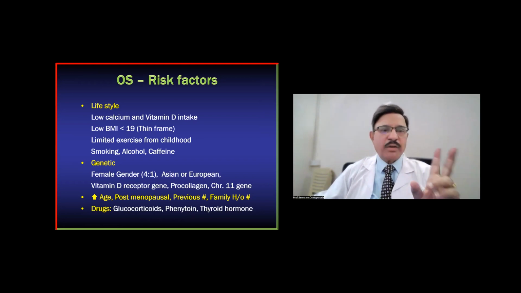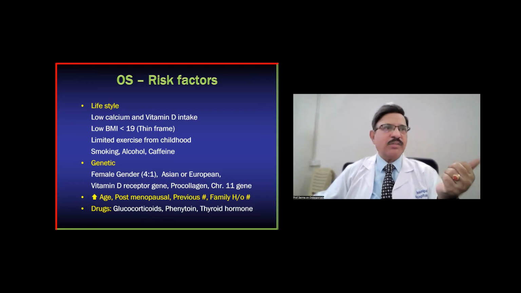Smoking, alcohol, caffeine. Genetic: female gender is four times more susceptible to osteoporosis than male gender. Asians are more prone, Europeans are also. Vitamin D receptor gene is there, procollagen is there, chromosome 11 genetic factors. Increasing age, postmenopausal, previous fracture, family history.